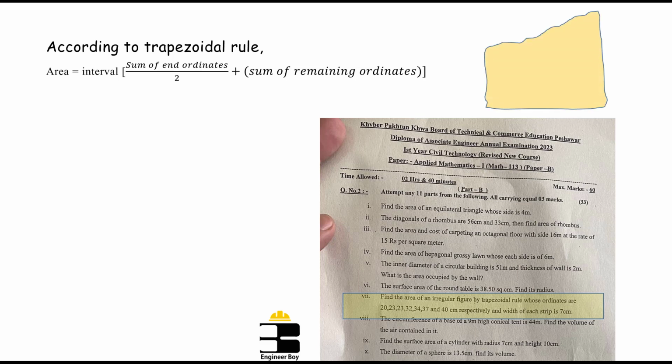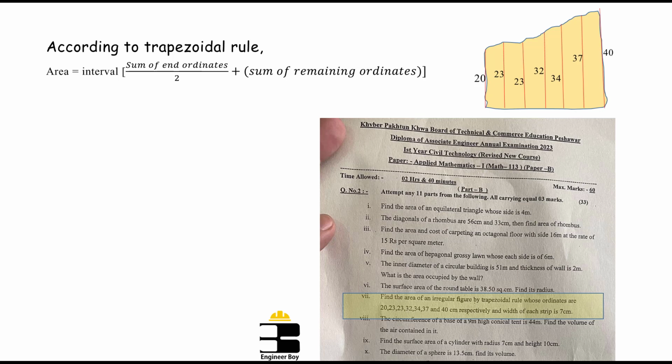And let me just draw the diagram. If I'm not wrong, the diagram can be like that. As you can see, we have some ordinates, and if you draw the diagram in your paper, you will score better. I just promise you will score better. You will get more marks.